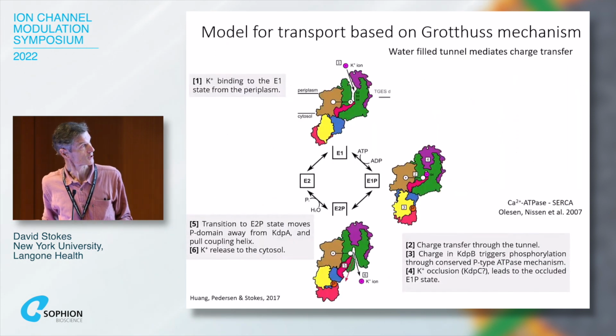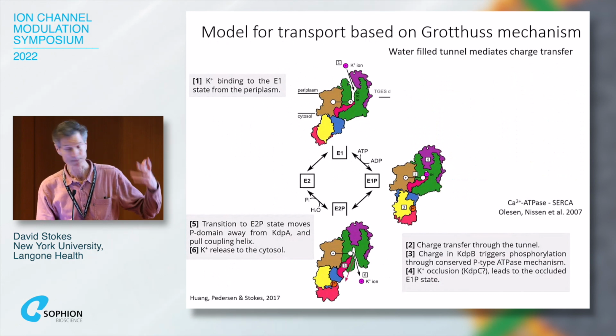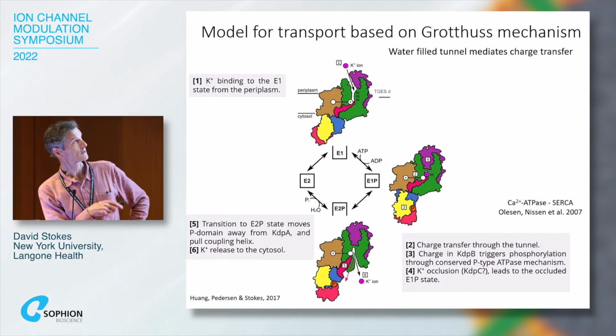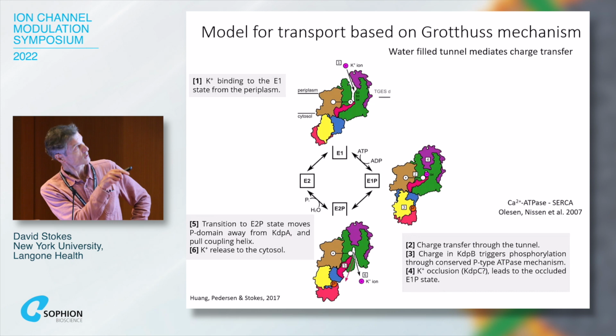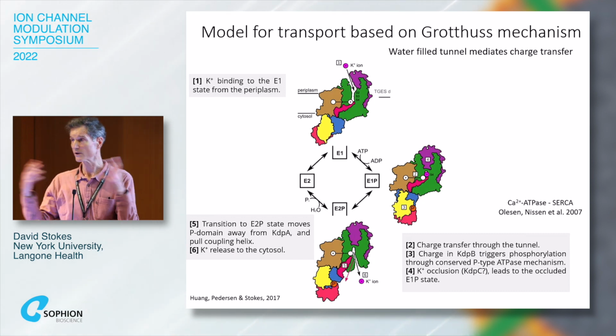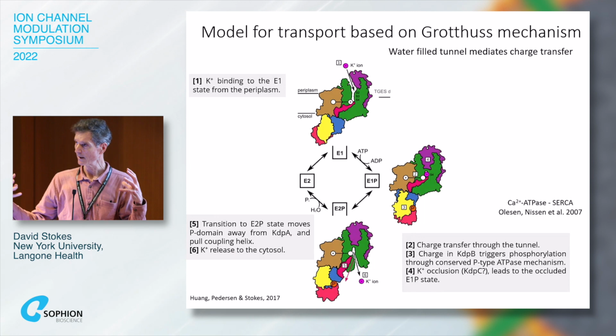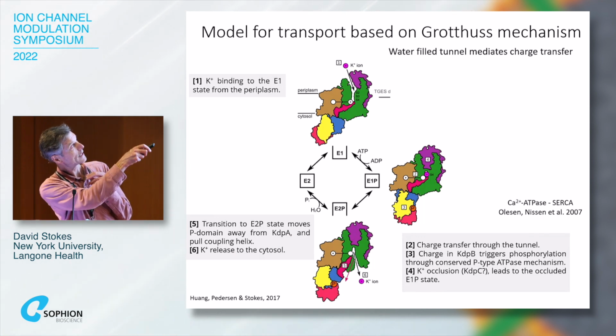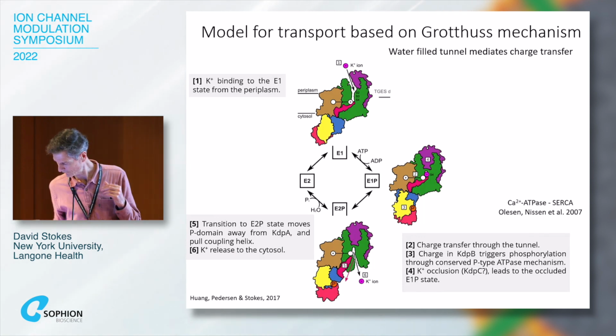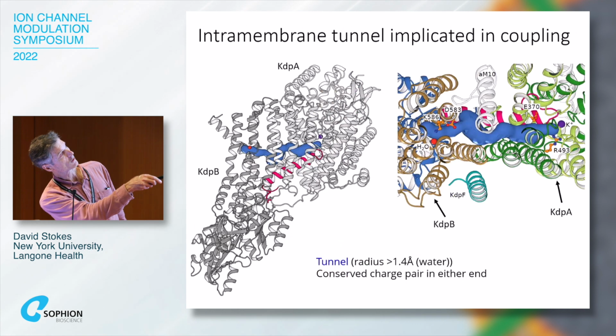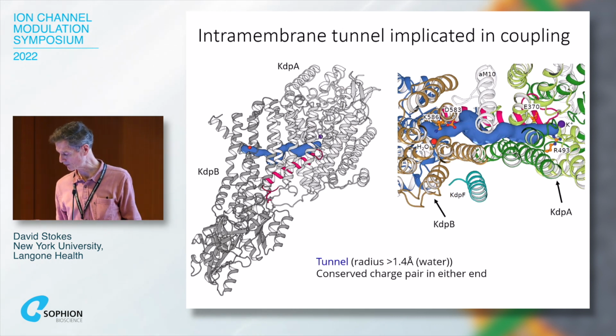So when we first saw this and we were writing up the paper, we came up with this idea that it was a water-filled tunnel. And as I said, we assumed that potassium was moving through the channel subunit, and so this water-filled tunnel was simply a communication conduit. I forgot to mention, there's a charge pair on either end. There's a glutamate and an arginine over here, and an aspartate and a lysine over there. So there's charge pairs on either side.